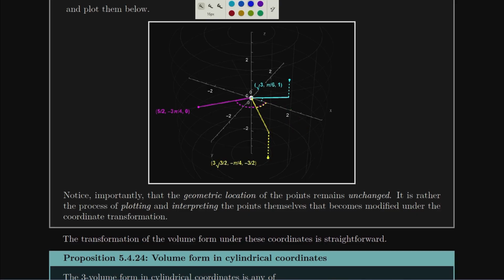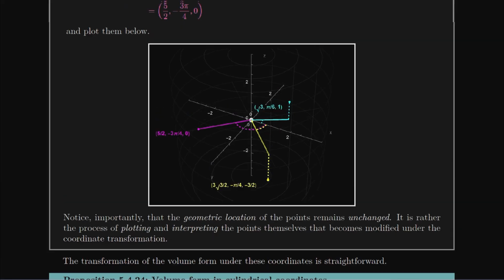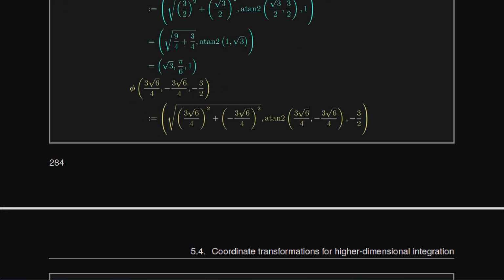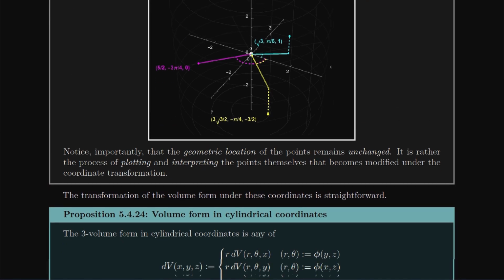And then in the final case of 5 halves, negative 3 pi over 4, comma 0, I'm going to go out by 5 halves amount, and then I'm going to go within the xy plane an angle of negative 3 pi over 4. Because this last entry is 0, I'm not going anywhere in the z direction. But as before, if I look at the location of these 3 points, it's exactly geometrically equivalent to the location of the original 3 points considered as Cartesian coordinates.